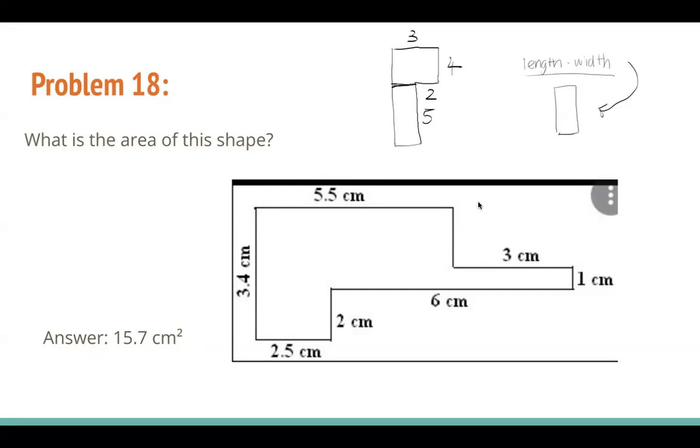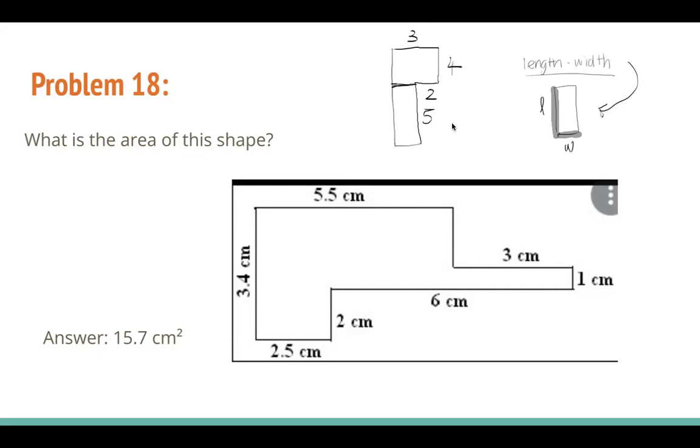So basically, to find the area of a rectangle, you just take its length, which is this part, times its width, which is the other part. So this would be your length times your width. And then you multiply those together to get your area. That's just it. Okay, back to this example.